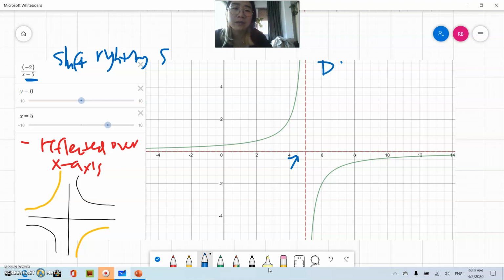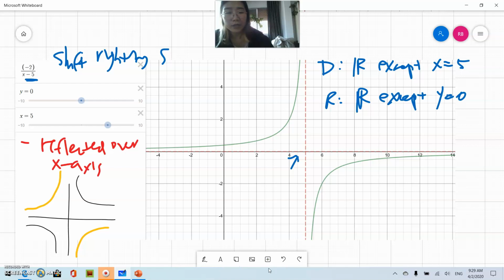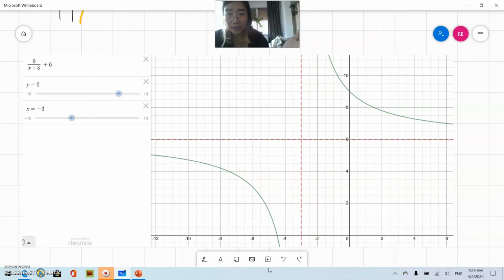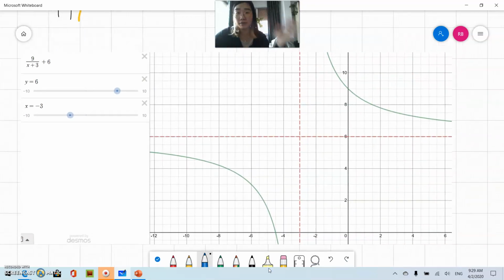So the domain would be all real numbers except x equals 5, and the range would be all real numbers except y equals 0. So I told you to get familiar with interval notation, but also you can write it out as words like that. Okay, this one has everything, so let's look at this together.